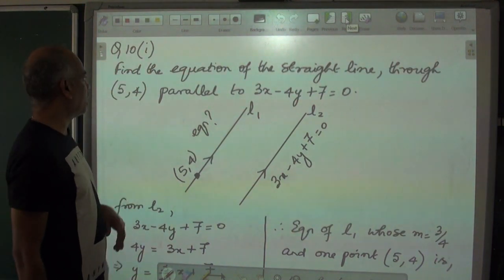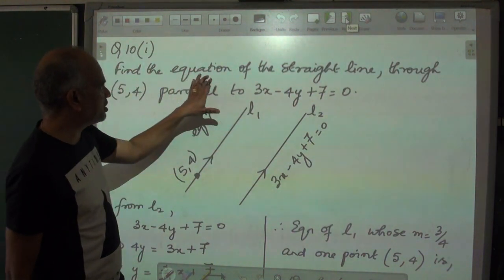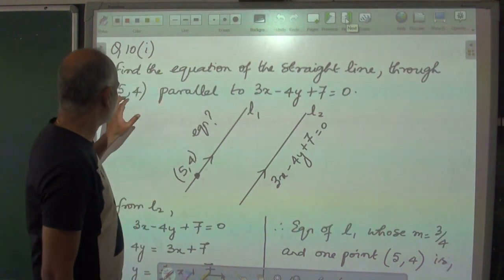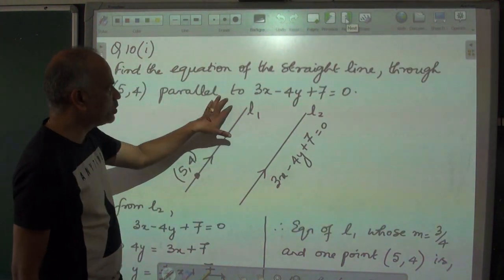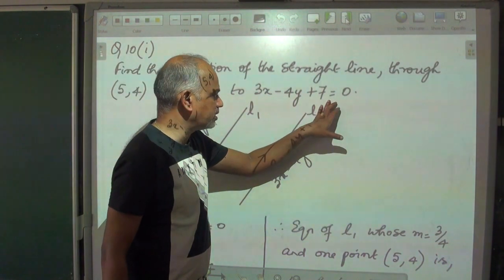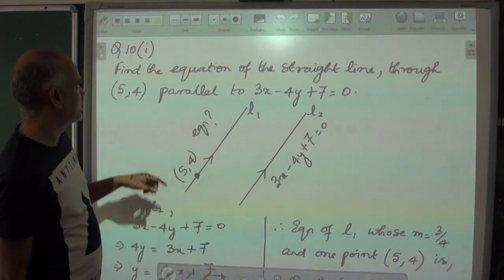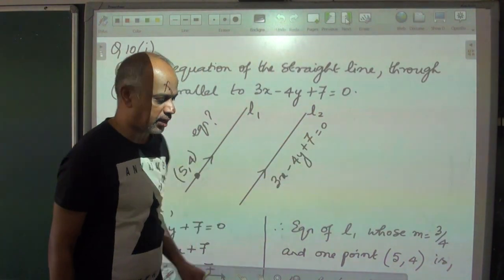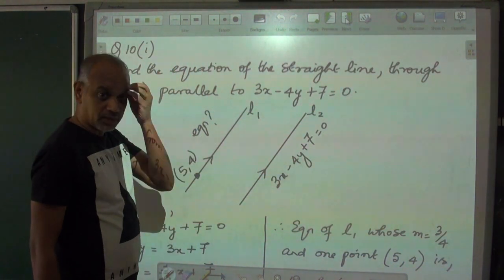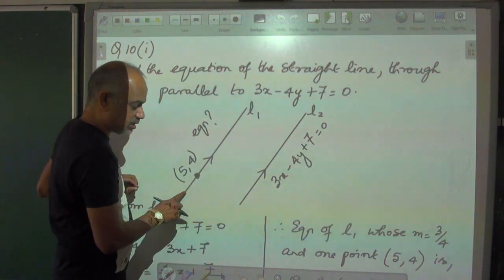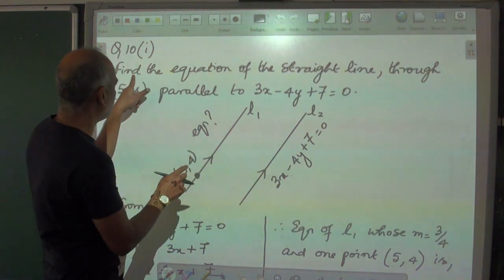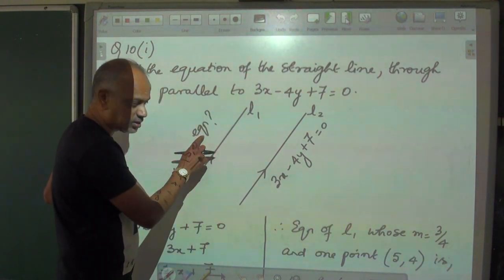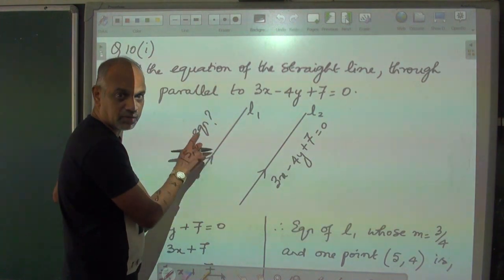Question 10, subdivision 1. Find the equation of the straight line through 5, 4 parallel to 3x minus 4y plus 7 is equal to 0. The question is find the equation of the straight line. I have drawn a figure. This is the straight line for which you are going to find the equation. Equation is not known. You have to find the equation of this line.